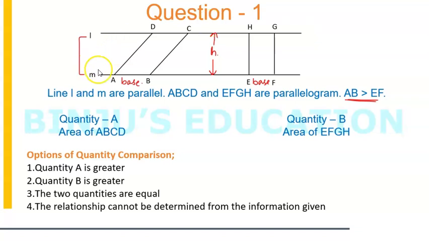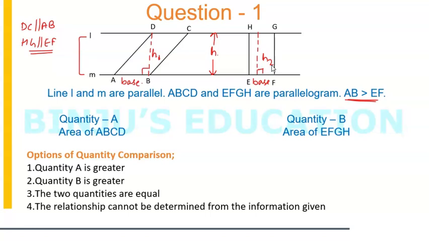So the height of this parallelogram ABCD can be calculated as something like this, that this will be the height. Or if you want to calculate the height of EFGH, then this will be the height. Now, since DC is parallel to AB and HG is parallel to EF, let's call these H1 and H2. We can say that the two heights have to be equal, because the perpendicular distance between two parallel lines never changes.